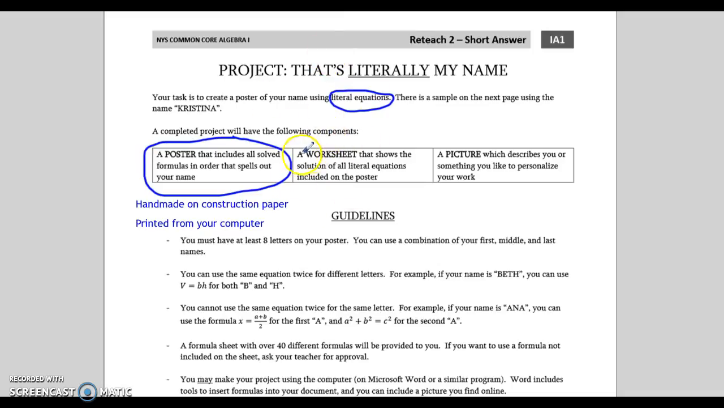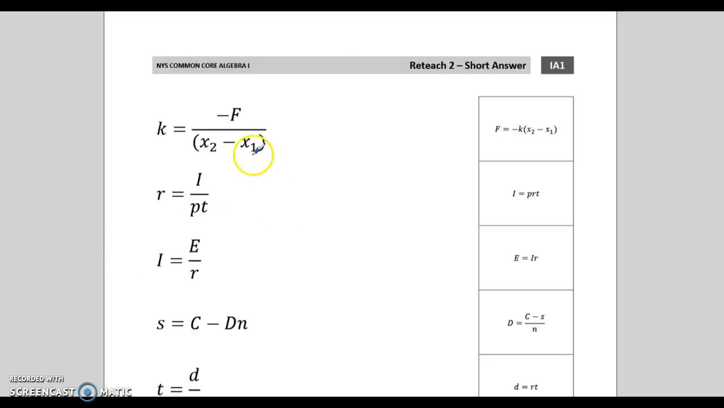Next, you need a worksheet that shows the solution of all literal equations. And finally, you need a picture which describes you. Let me talk about the worksheet for a second because I know that people are asking me about that as well. Your poster should look a little bit like this.